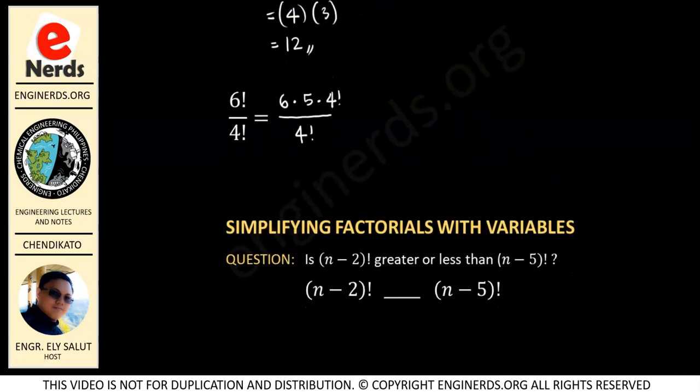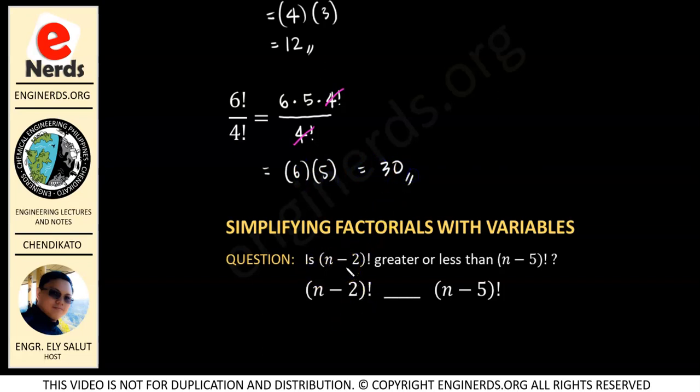So, as you can see ngayon, meron tayong magkaparehong quantity sa numerator and denominator. We have 4 factorial in the numerator and 4 factorial in the denominator. So this will be cancelled out. So now we have a remaining in our numerator 6 times 5. So this will be 6 times 5, which is equal to 30. And this is our final answer.